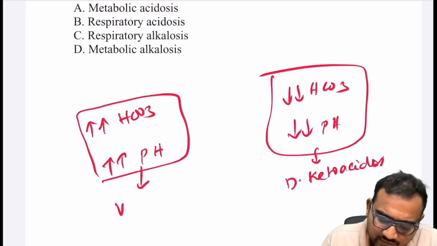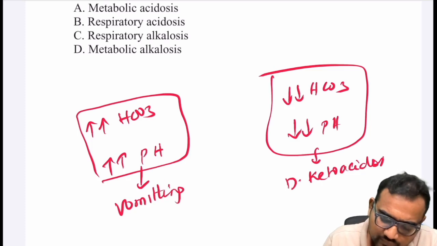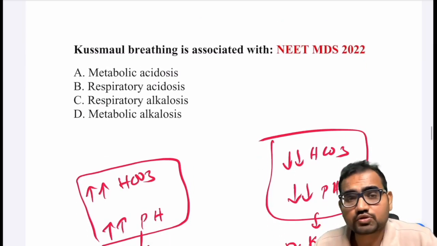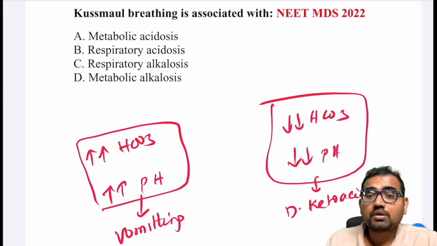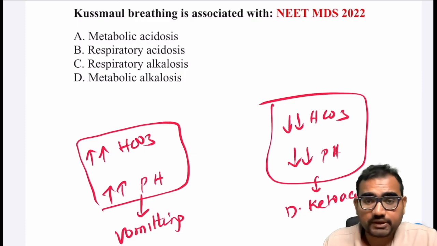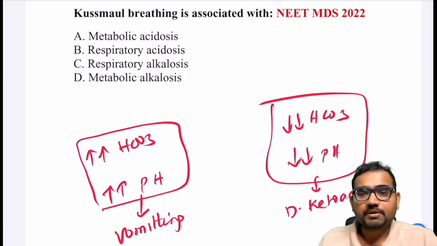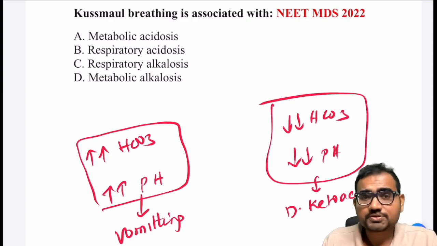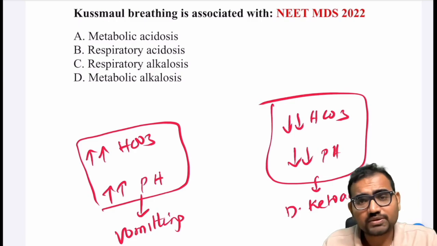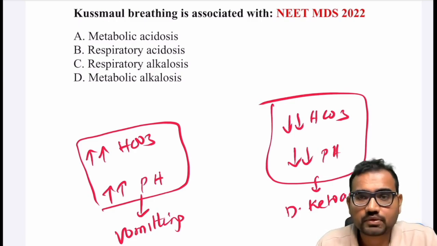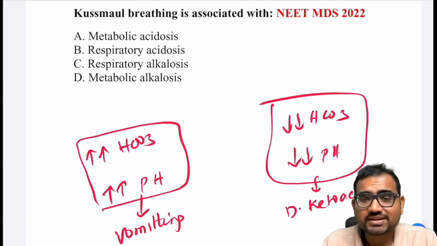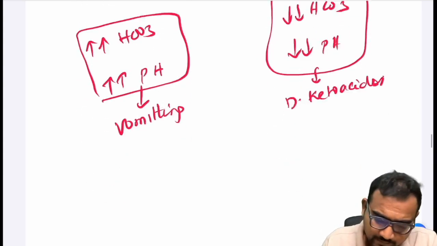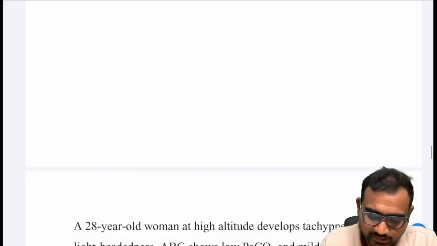Okay, so this is seen in case of vomiting. Patients who are having Kussmaul's breathing, the classic of diabetic ketoacidosis, will have deep rapid breathing. These patients are associated with respiratory acidosis, where there will be decreased bicarbonates and decreased pH, which is classic of diabetic ketoacidosis. Deep rapid breathing will be there.